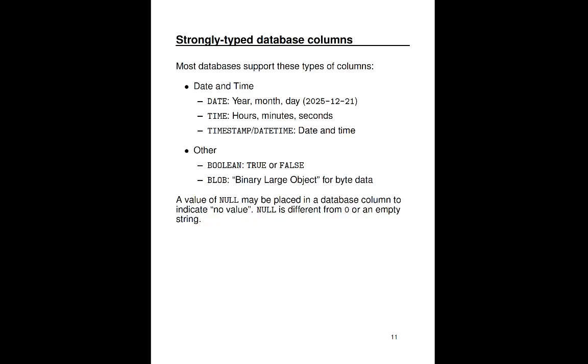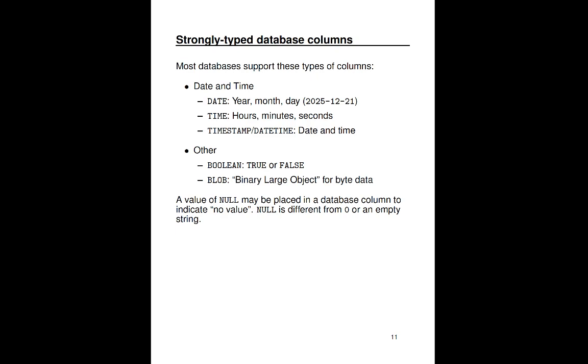SQL relational databases also have built-in support for dates and times. There's a date type, which is a year, month, and day. And there's also a time type, which is hours, minutes, and seconds. And I'm pretty sure most SQL databases will support milliseconds and probably even nanoseconds. And then if you want both a date and a time, you can use the timestamp type, which is also known as datetime. And there are a couple of other noteworthy types in SQL databases. There's a Boolean, where you can have a value of true or false. And there's something called a blob, which is a binary large object, which is for byte data.